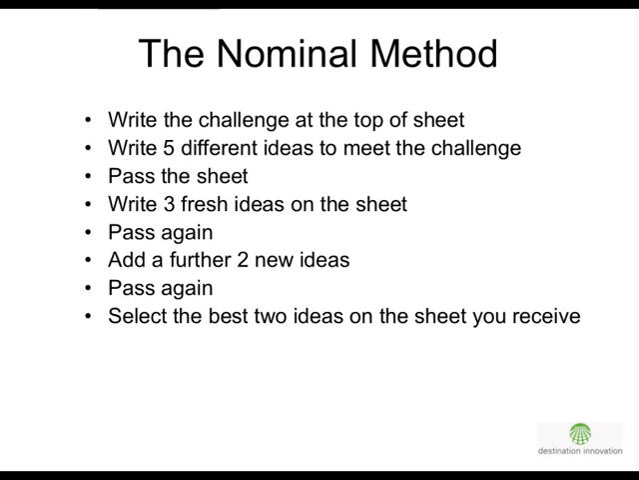You then pass the sheet again, and you now receive a sheet with 8 ideas on from 2 different people. You read those. If you can't read their writing, you go back and ask them what they meant by their idea. And then you have to think of 2 entirely fresh ideas, 2 new ideas, to write in at numbers 9 and 10 on the sheet of paper. So you now have 10 ideas on the sheet in front of you. And if there are 10 people in the meeting, then you've already got 100 ideas in the room.